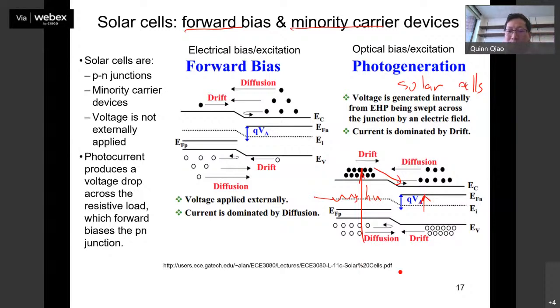Because that's the same thing: you add the negative polarity from the battery to the N side, okay? Whenever you add the negative to the N side, that's called forward bias. So this is forward bias, but the current flow is opposite. The electron flow is from P to N. That's why you call them minority carrier devices, okay? That's why it's forward bias, but minority carrier devices for solar cells, okay?